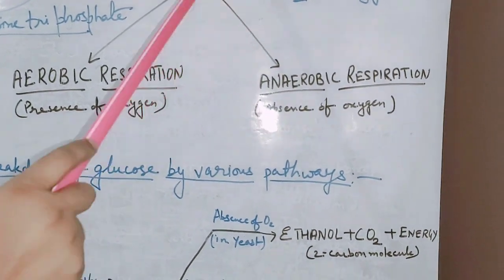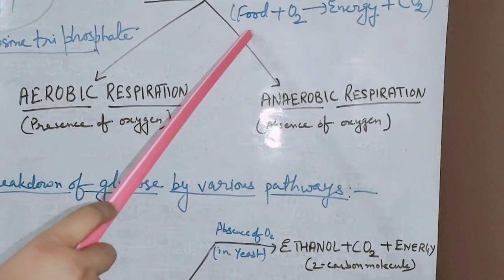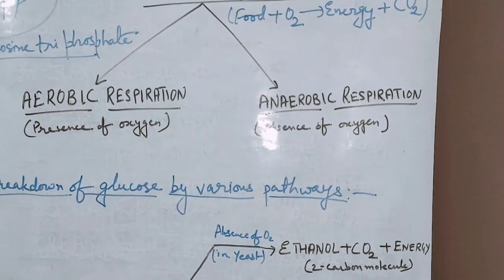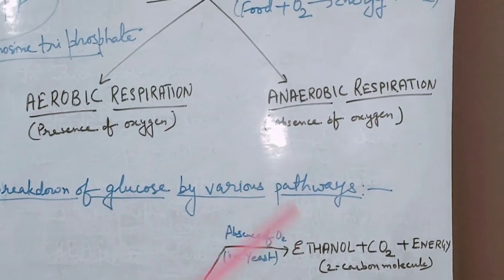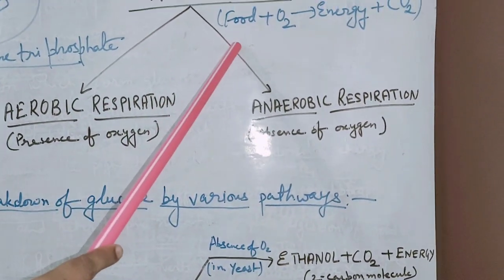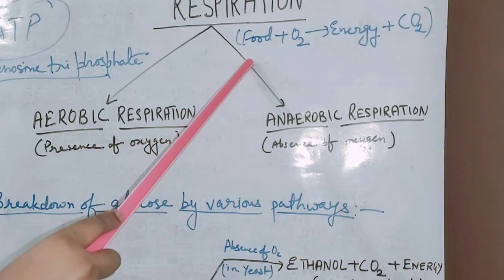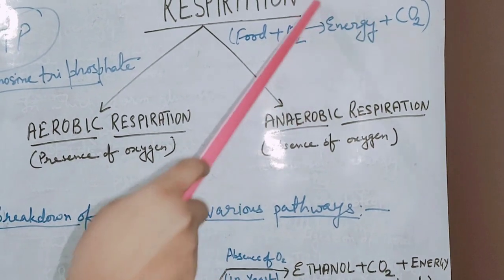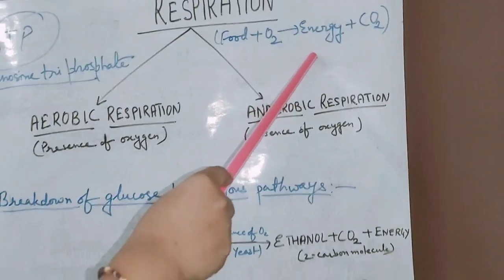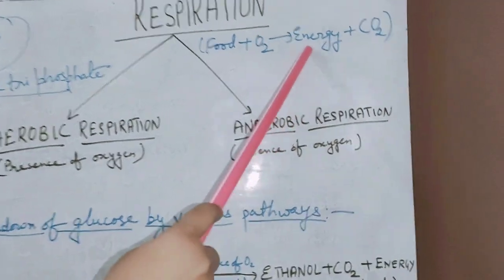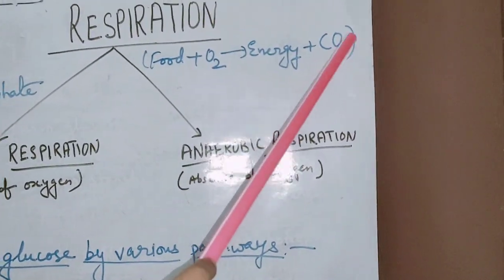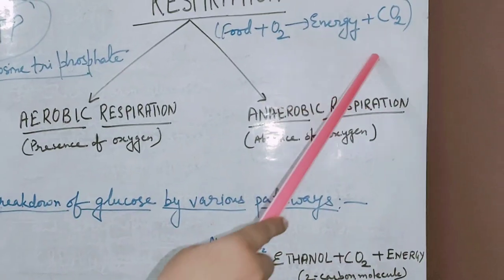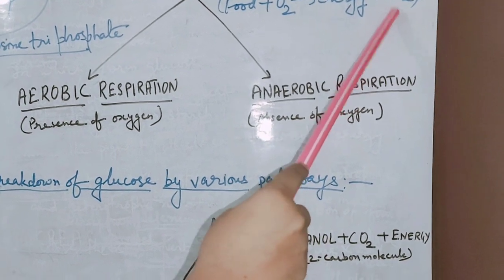Here students, see the equation. What happens in respiration? Food reacts with oxygen. Why do we breathe? We breathe in oxygen gas and release carbon dioxide. So breathing is a part of respiration in which the glucose formed in our cell is oxidized and releases energy. That energy is trapped in our body for doing different types of work. Along with this, carbon dioxide is released. This carbon dioxide is exhaled out from our nose as a part of breathing.